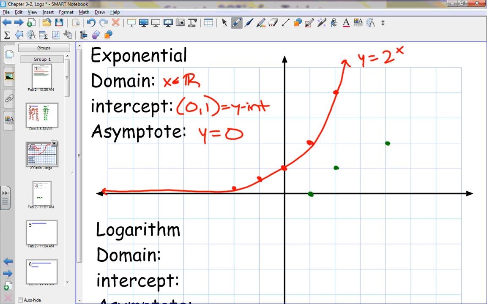Instead of having the point -1, 1/2, I'm going to have what? I'm going to have 1/2, -1. Instead of having -2, 1/4, I'm going to have 1/4, -2. And again, we're going to connect these.